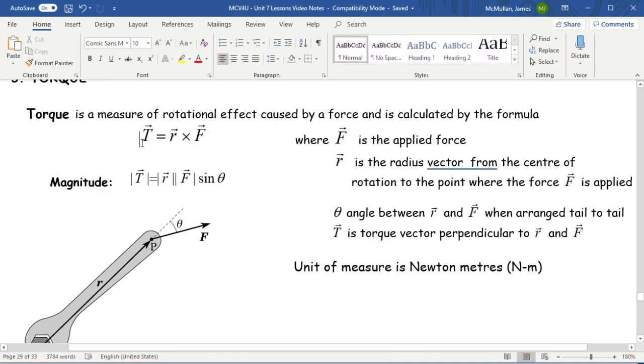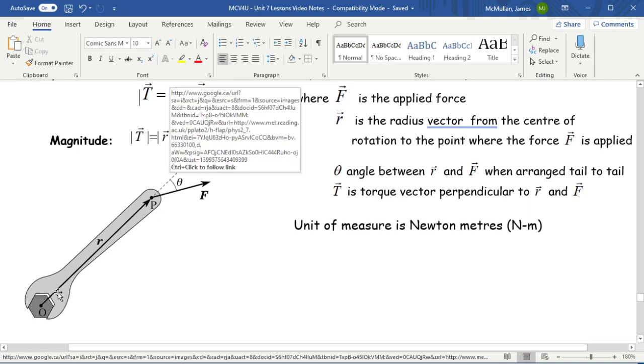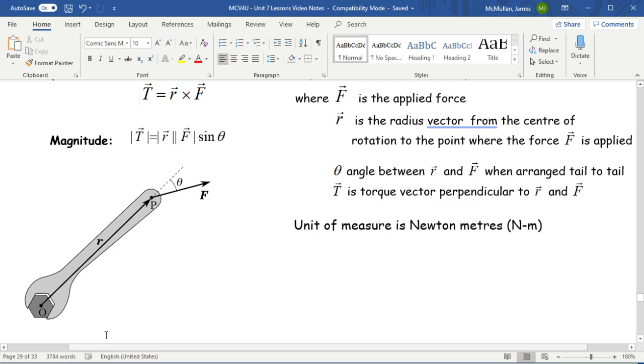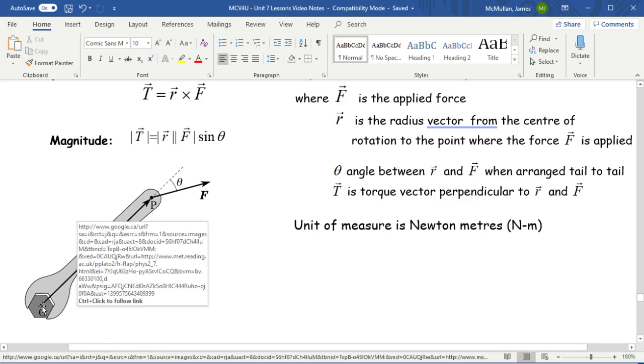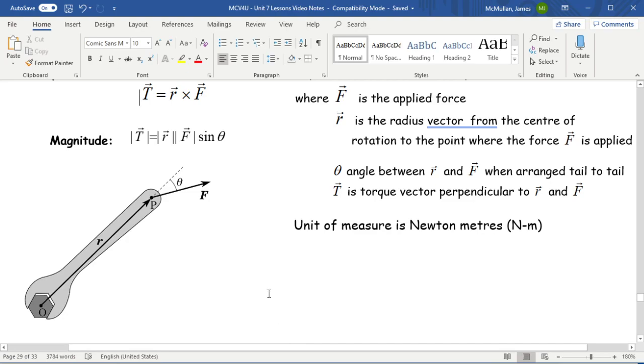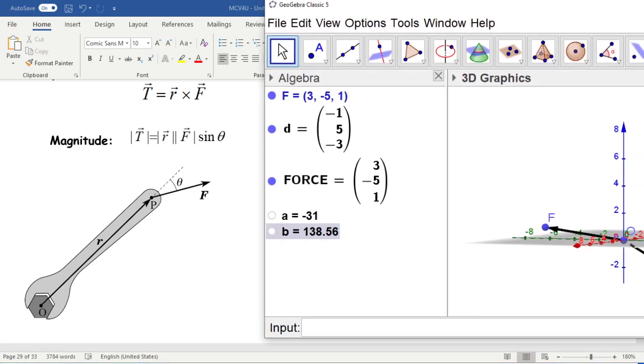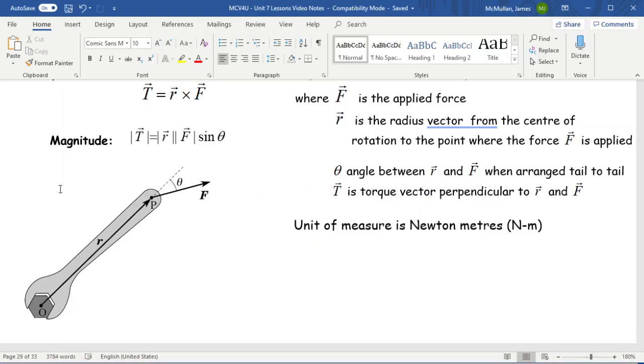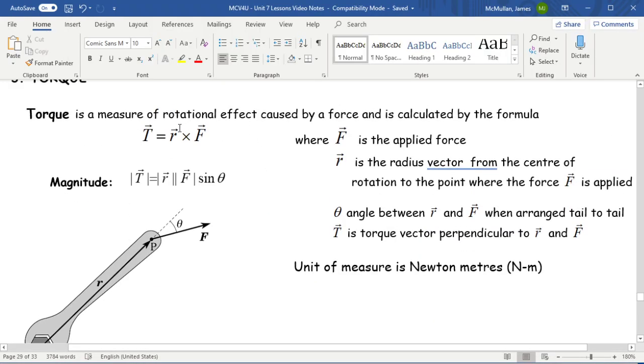Okay, now notice one last thing. Torque is perpendicular to both of these vectors. The screw in this picture either goes into the page if you're tightening it, or comes out of the page if you're loosening it. Okay, so the torque vector itself is a cross product. It's perpendicular to both the rotation and the force.